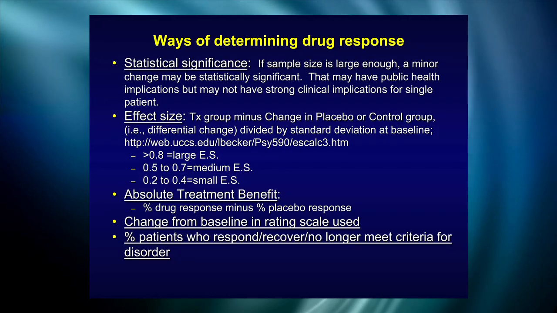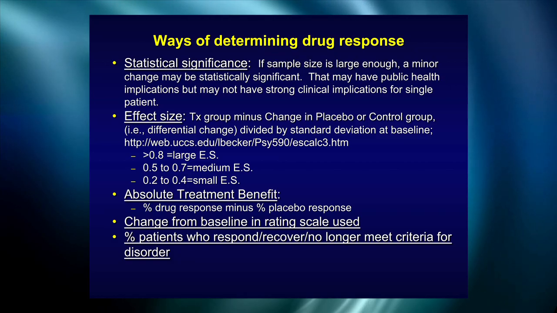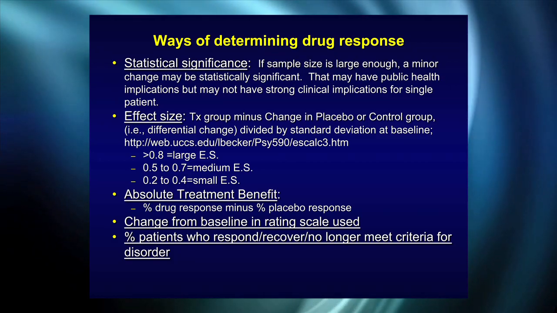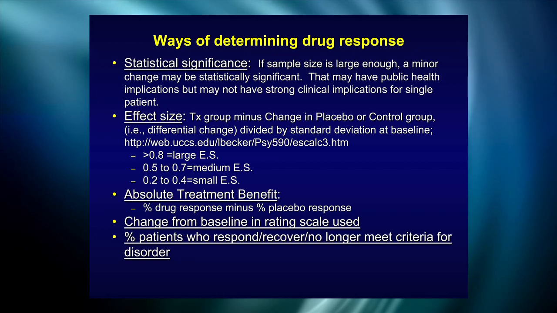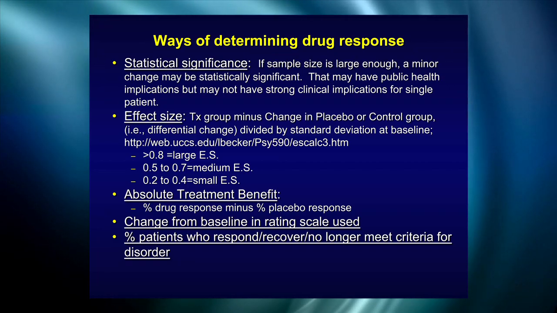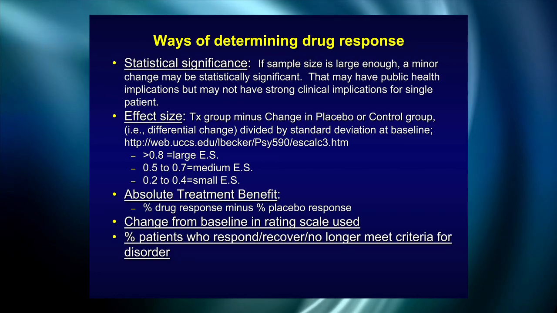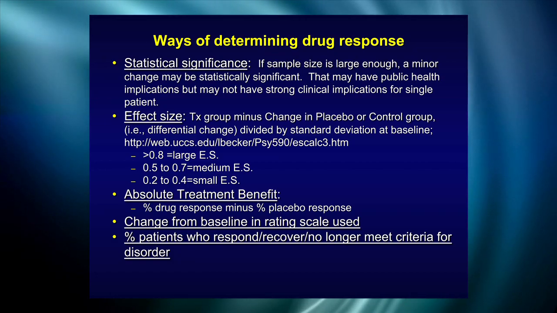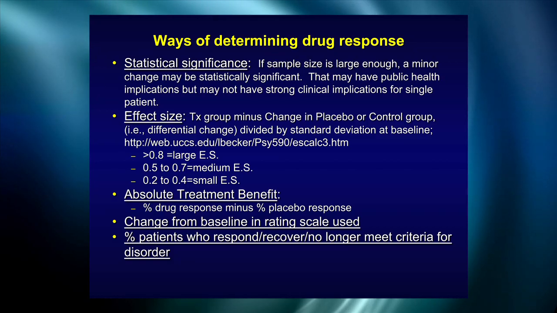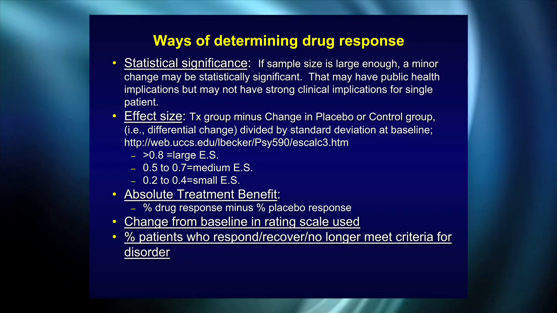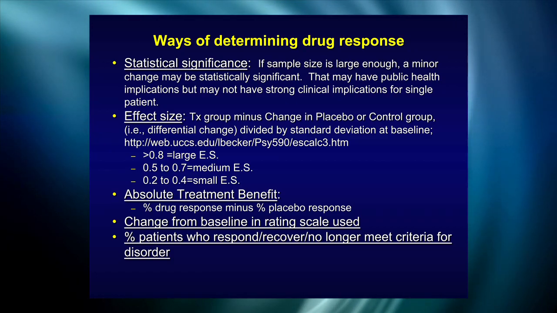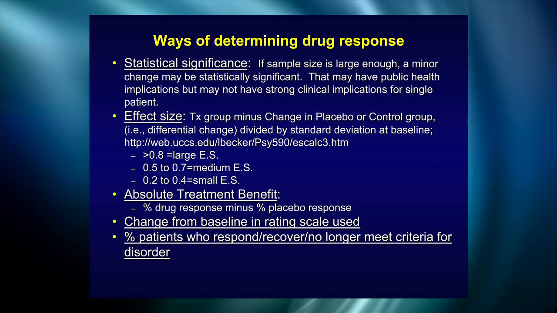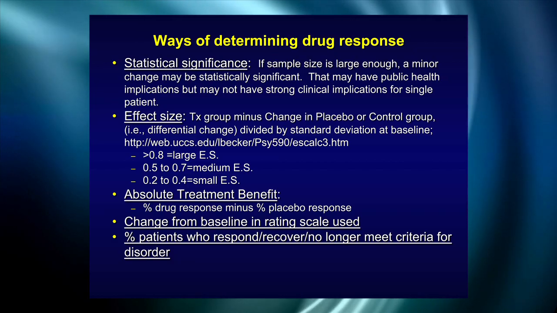There's something called absolute treatment benefit, which is the drug response minus placebo response, and I use that a fair amount. And there is what gets used in drug trials, which is often a change from baseline in whatever the rating scale is. The FDA often wants you to show a 50% response or a 25% response or some predetermined change in whatever the baseline metric of severity is. There's also a way of looking at it in terms of the patients who respond or recover and no longer meet criteria for the disorder. So the bottom line is there's a number of different ways to slice the pie in understanding treatment response.